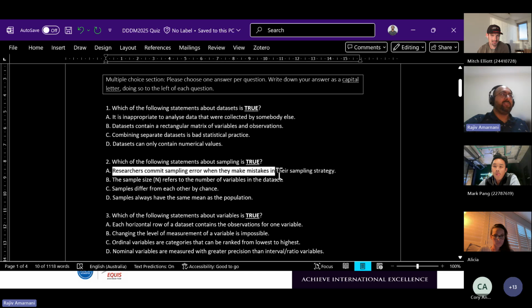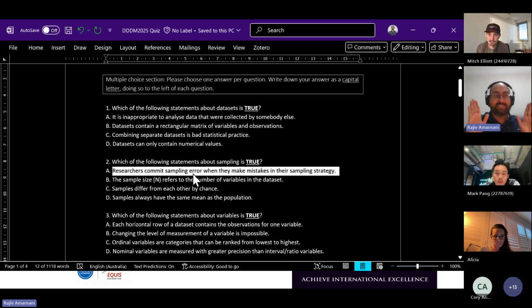Researchers commit sampling error when they make mistakes in their sampling strategy. This one tripped up many of you. This was quite a distractor for quite a few of you. So the thing about error in a data analysis context, error does not mean mistake. Error means discrepancy. There's a discrepancy between your sample mean and your population mean. That discrepancy is the estimation error. The aspect of that that's due to chance is the sampling error. Yeah, so A is false. That's not the correct answer.